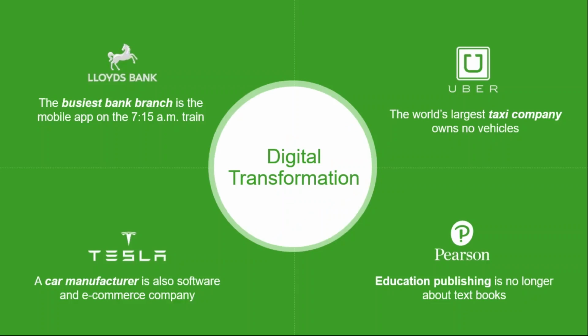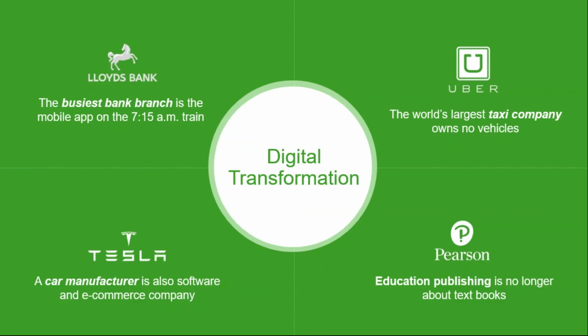Based on that trend, some companies like Pearson used to be all about textbook education publishing, and they're no longer really focusing on textbooks. Everything is online, with bite-sized information and how to deliver it and engage their end consumers. Lloyds Bank, for example, a pretty old bank, presented at one of the conferences where I picked this up that their biggest branch is their mobile app on the 7:15 train when people are going to work.